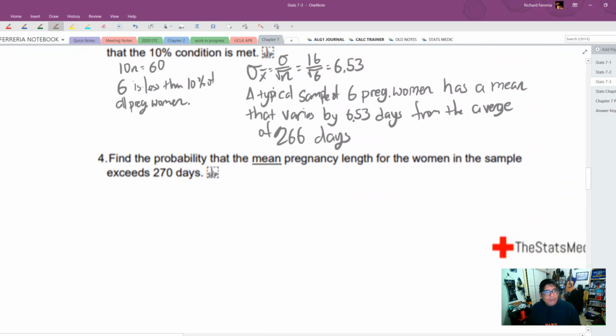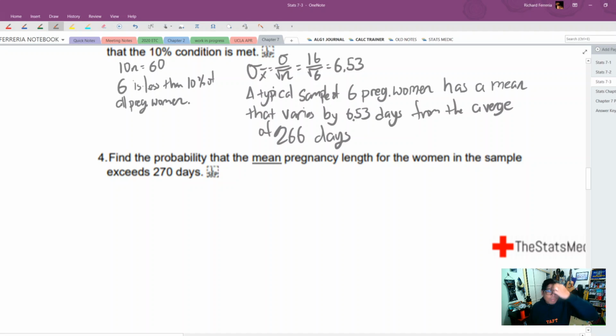Next, find the probability that the mean pregnancy length for the women in the sample exceeds 270 days. This is almost the exact same thing we did before. It's just that now we're going to deal with the sampling distribution instead of the population distribution because we're looking at a sample. When you're looking at an individual, you look at the population distribution. If you're looking at a sample, you look at the sampling distribution.